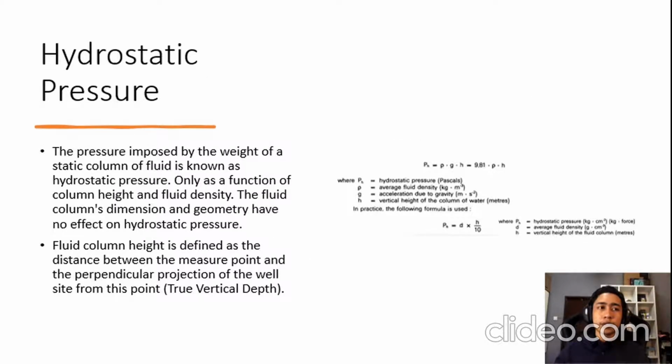The third one is hydrostatic pressure. Hydrostatic pressure is the pressure exerted by the weight of a static column of fluid, as a function of the height of the column and fluid density only. The dimension and geometry of the fluid column have no effect on the hydrostatic pressure. Fluid column height is considered to be the distance between the measured point and the projection of the well location onto the perpendicular from this point, which is the true vertical depth.